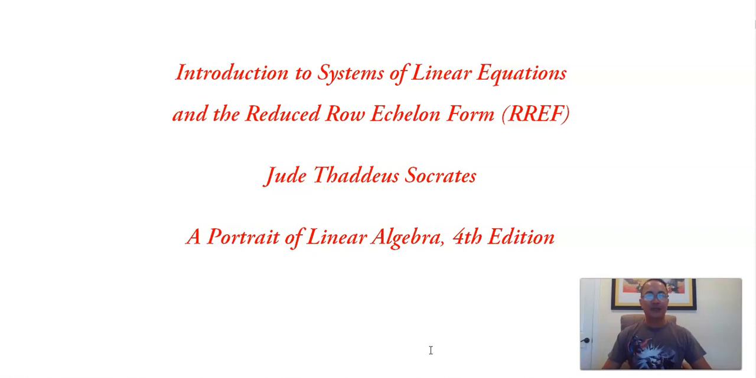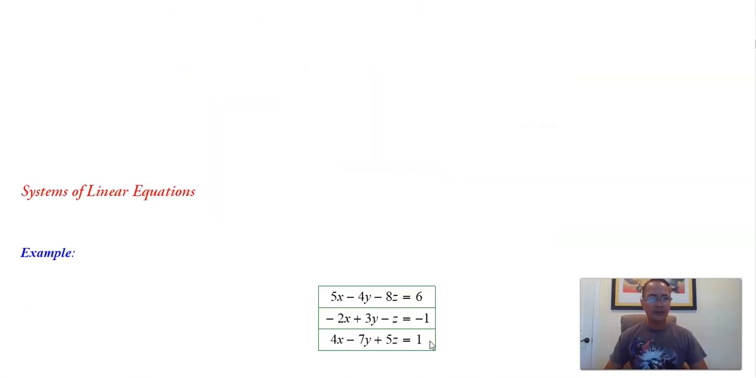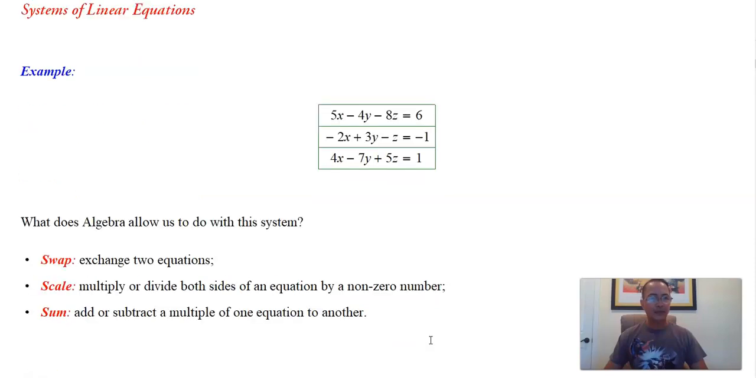Today's video is about an introduction to systems of linear equations and the reduced row echelon form, also known as the rref. Now, in a class like college algebra, you've almost certainly solved systems of linear equations in 2 or 3 variables. So let's jump right in and see an example of such a system that you may have encountered. So here we have a system with 3 equations in 3 variables, x, y, and z.